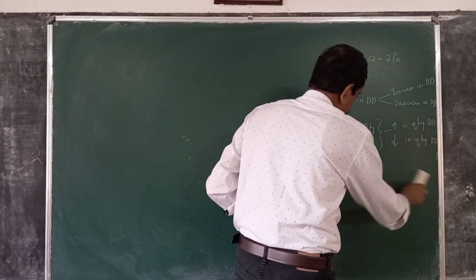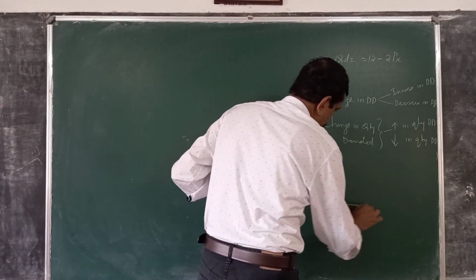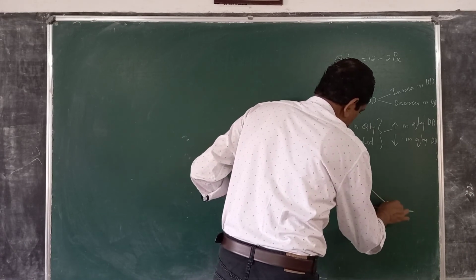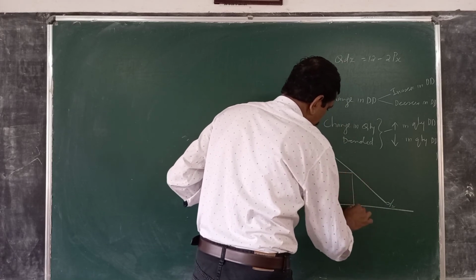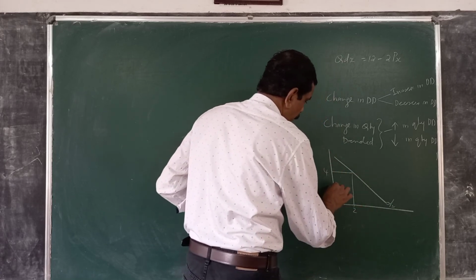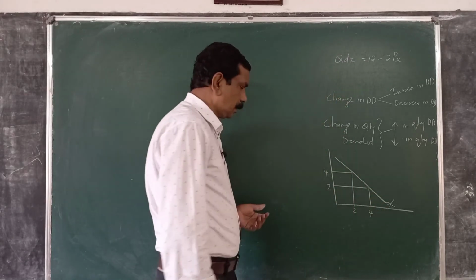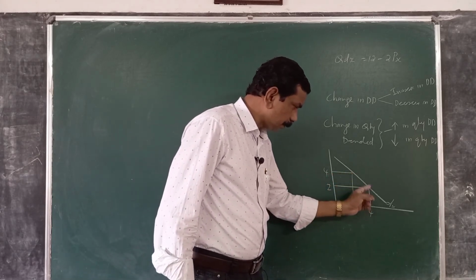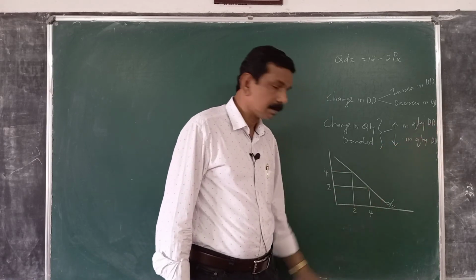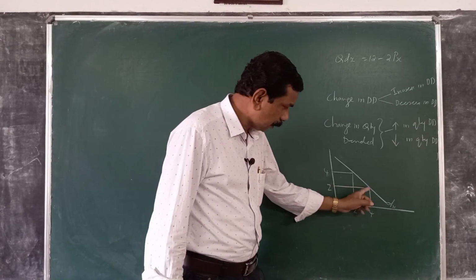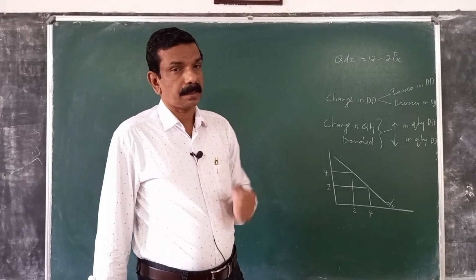Now, to explain the difference between these two, consider a demand curve dx. When the price was 4, he used to purchase 2 units. When the price decreases to 2, he purchases 4 units. This movement from this point to this point is nothing but an increase in quantity demanded. If the initial price was 2 and if it increases to 4, it is a decrease in quantity demanded.